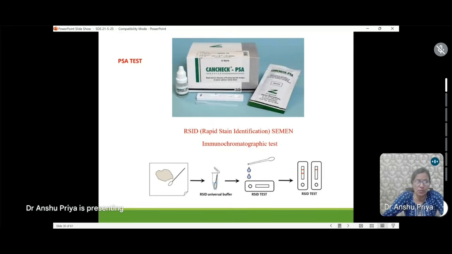The semen test is also a presumptive test, also an immunochromatographic test. Similarly, a kit is available in the market and we do the PSA test. If PSA is present, because PSA is an antigen mostly present in semen in high quantity, the band depicts the presence of semen in the particular cloth.